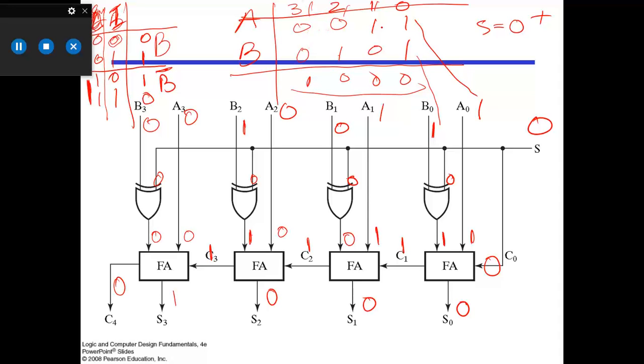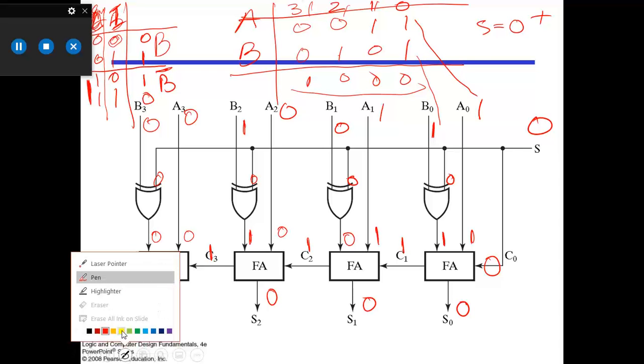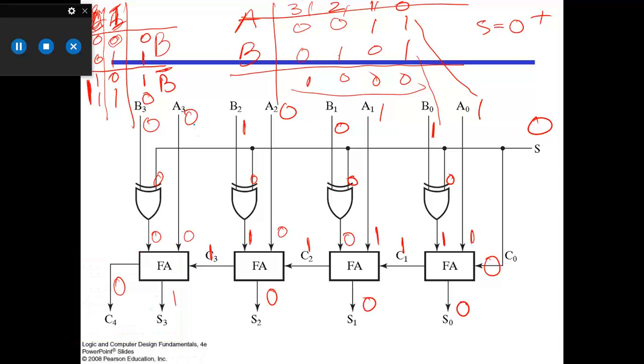Let's say A is 0 0 1 1, and B is 0 1 0 1. So we place the A's. Let's say I change the color for understanding. A is this 0 0 1 1, and B is the red one. So this is basically 3, and this is 5.